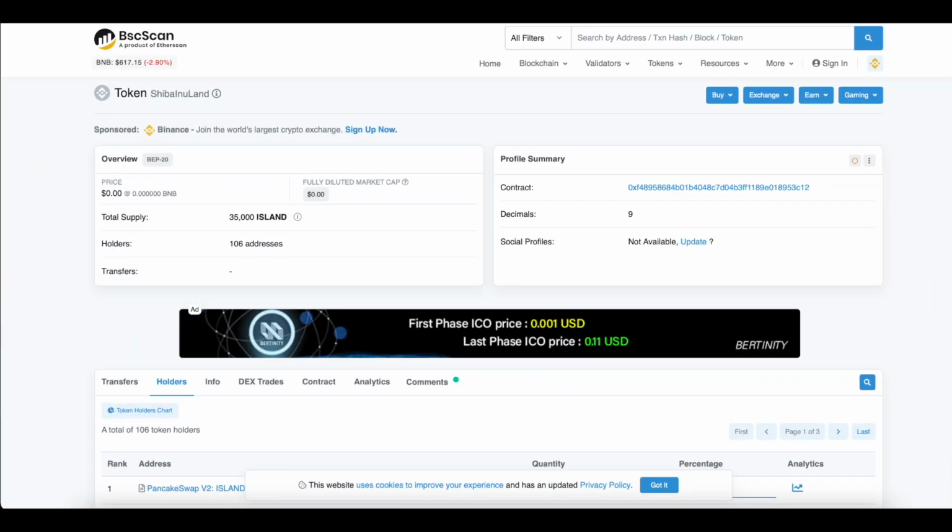At the moment this project has 106 holders, which means that we are early birds. As I said earlier, it's definitely not too late to invest in this project, especially considering the huge discount at which you can buy tokens right now.